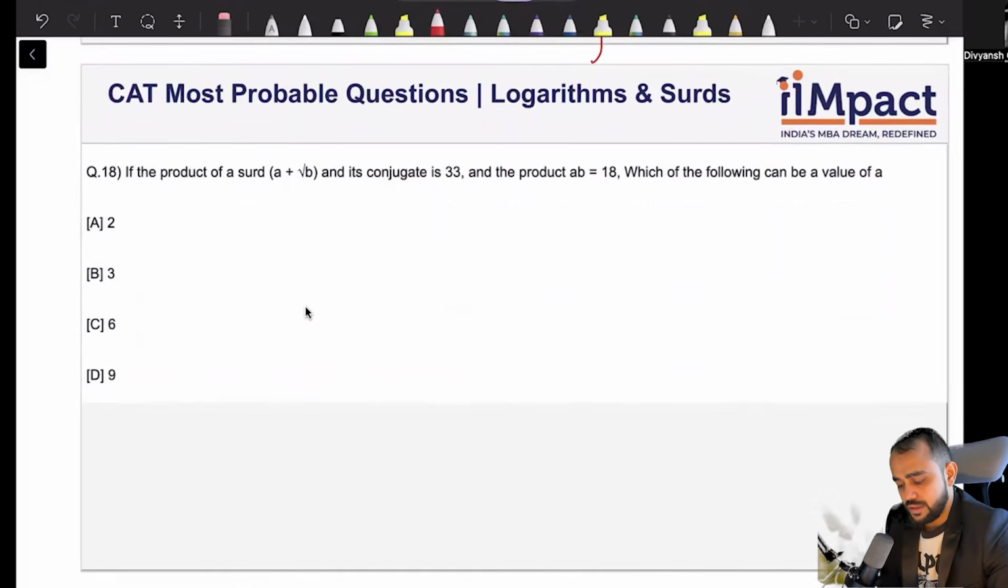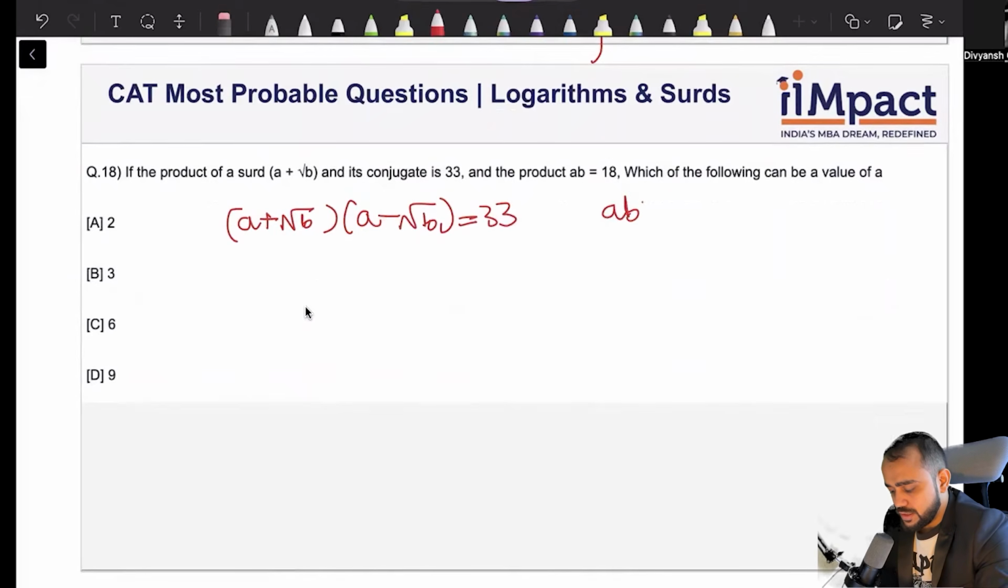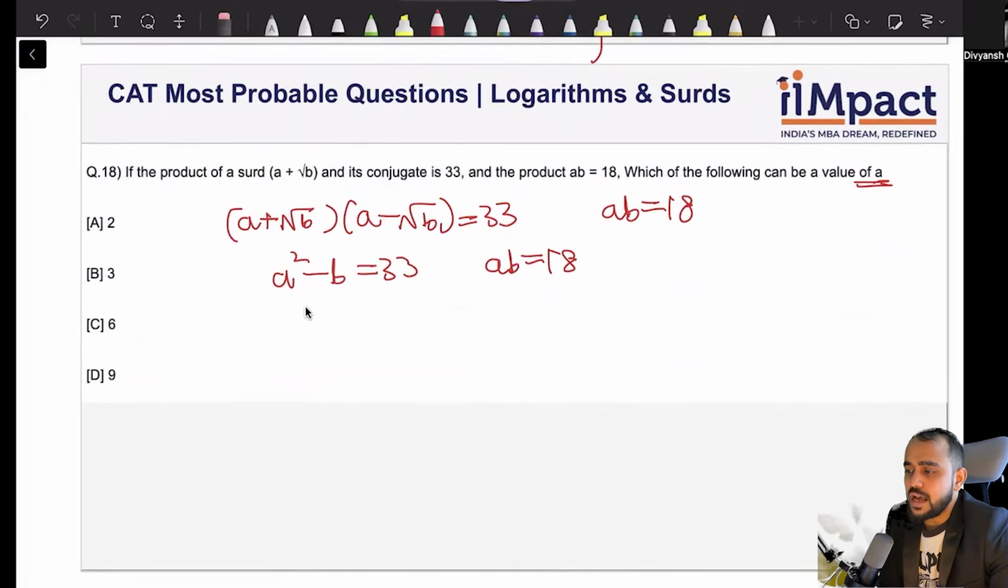Product of surd a plus root b into its conjugate, which is going to be a minus root b, is given to me as 33. A into b is given to me as 18. I have to find the value of a. So let's do this. A square minus b is equal to 33 and ab is equal to 18. Now these things are going to be integers because in the way surd is defined, a and b are going to be integers.